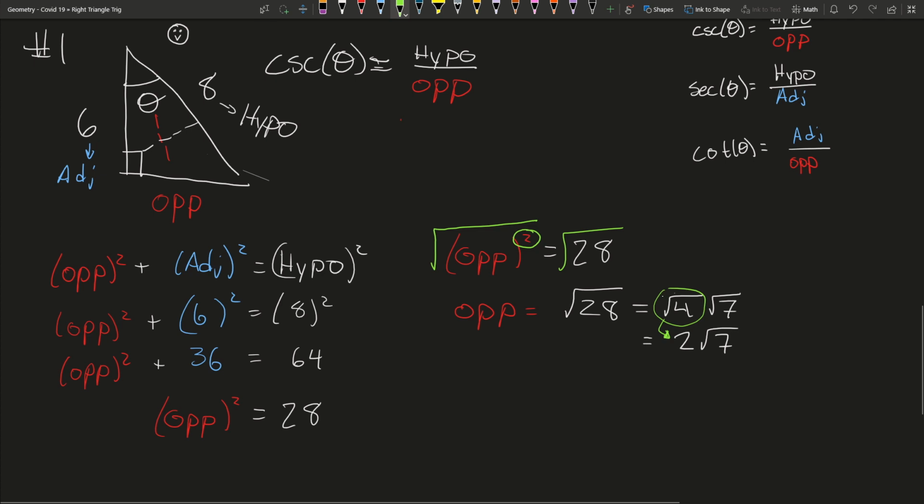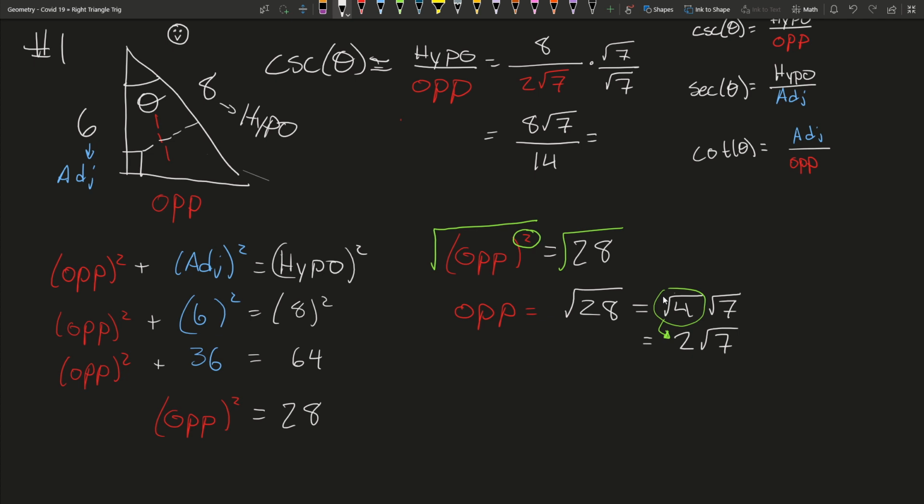Okay, so then we can plug this into our equation. So our hypotenuse is 8. Our opposite is 2 rad 7. And then we can rationalize. So we need to multiply by rad 7 over rad 7, which gives us 8 rad 7 over 14, which we can then simplify to 4 rad 7 over 7. And that is our cosecant of theta.